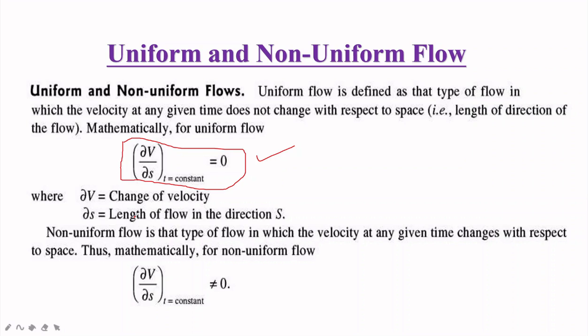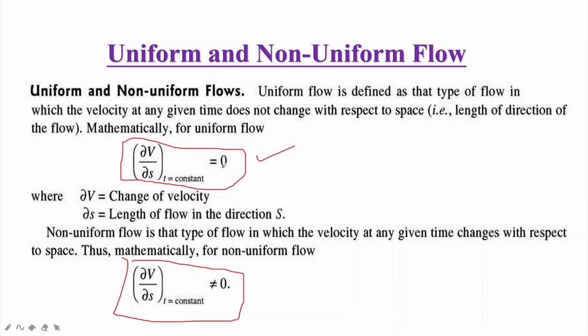What is a non-uniform flow? So non-uniform flow is that type of flow in which the velocity at a given time changes with respect to space. If the velocity does not change with respect to space, then it's called uniform. If it changes with respect to space, then it is called what? Non-uniform flow. How can we write it mathematically? Dou v by dou s is not equal to 0. Not equal to 0 means it is not following the rule of uniformity, then it is non-uniform flow.